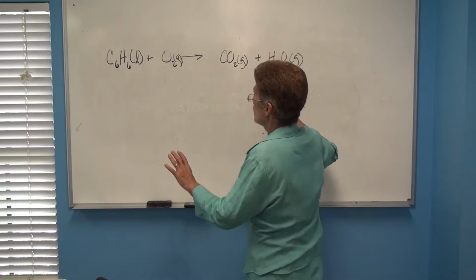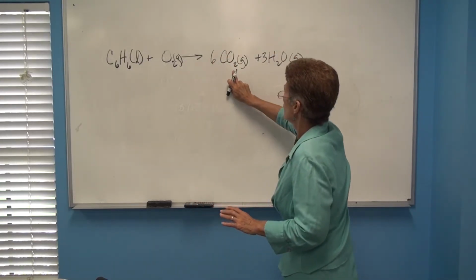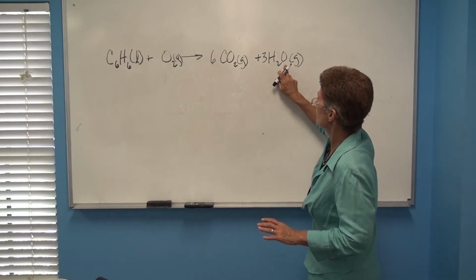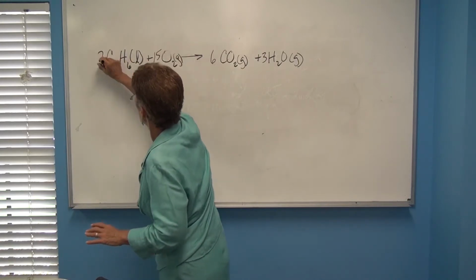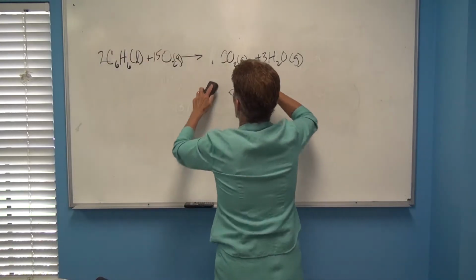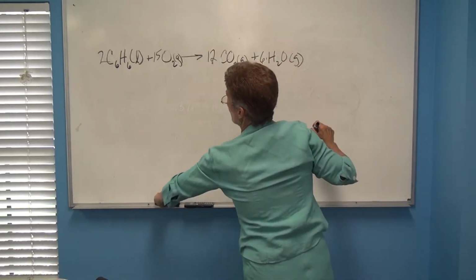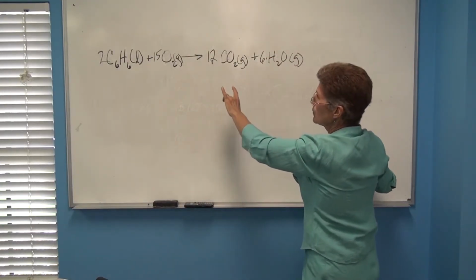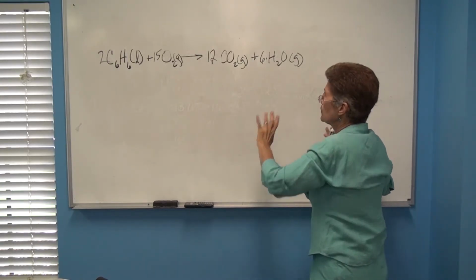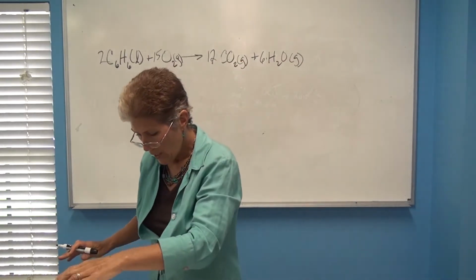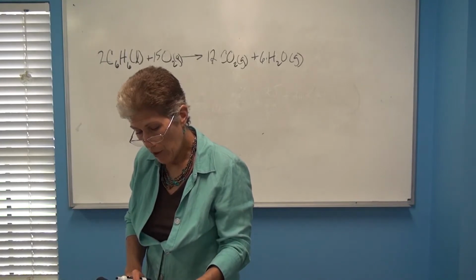Okay. We have 6 of these. We have 3 of these. That is 12 plus 3 is 15, so 15 over 2. Okay, so now we have 12 of those, 12 of those, 12 of those, 12 of those, and we have 24 plus 6 is 30 and 30. Okay, we're balanced. Now, we are doing the entropy, and we're going to use the chart.